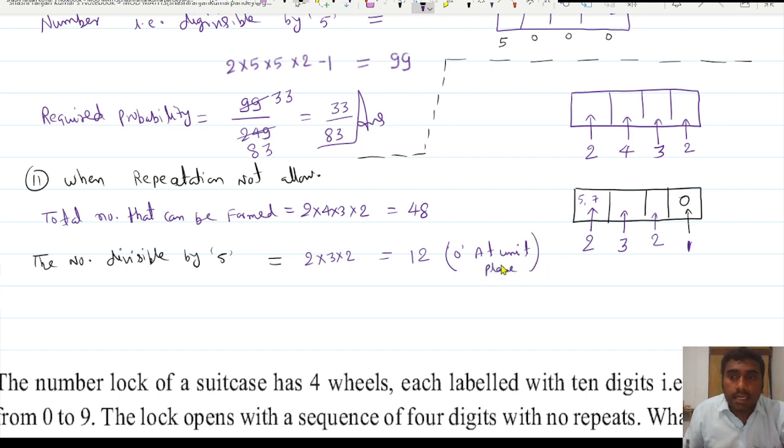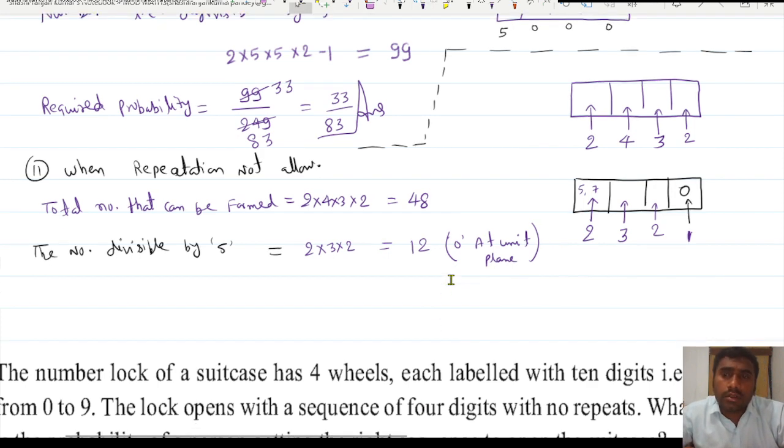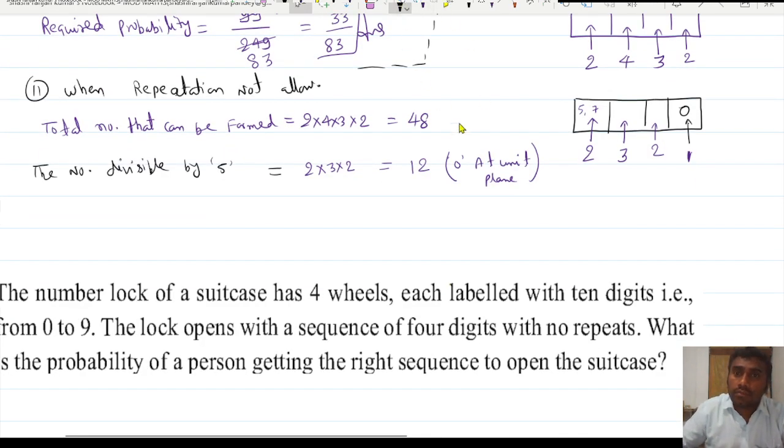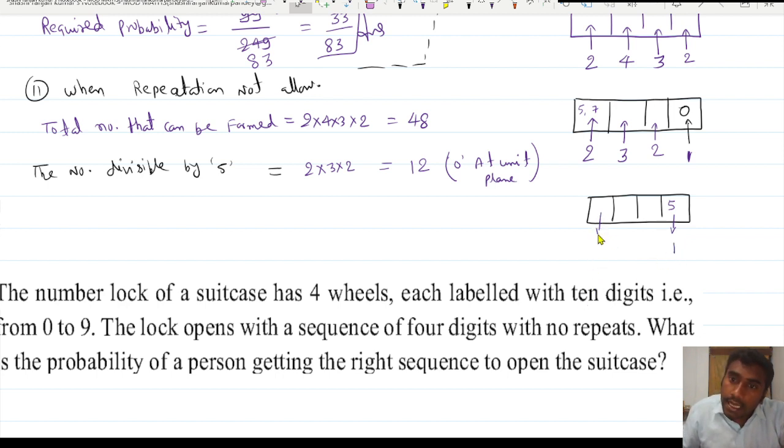Now the next case: 5 at the unit place. We are fixing the 5 at the unit place, one way to do this. Now in this case, how many ways can we fill this one? Only one option, because you want the number to be greater than 5000, so only 7 will be there to fill this. Then you can take 4 and here you can take 3.